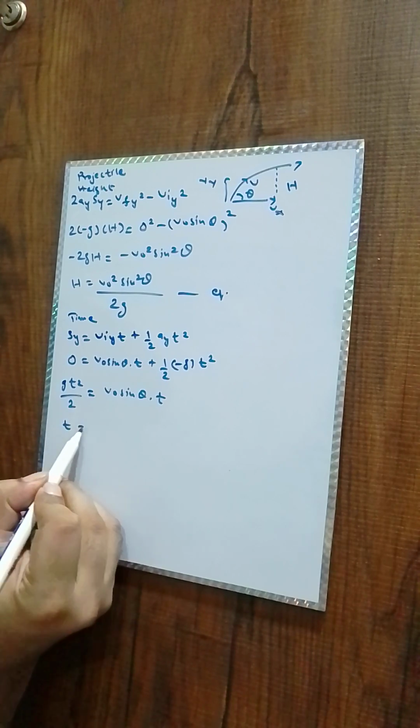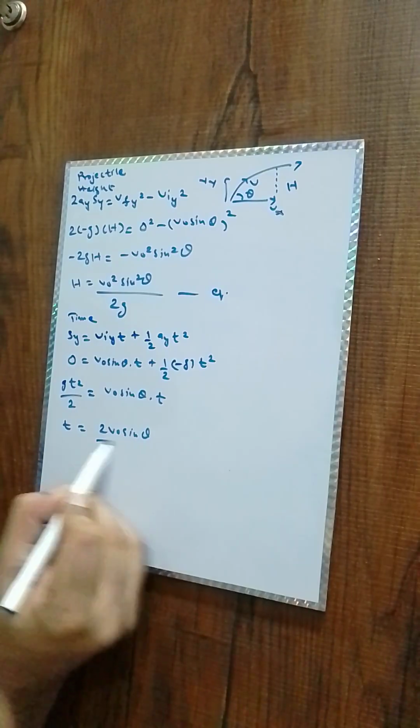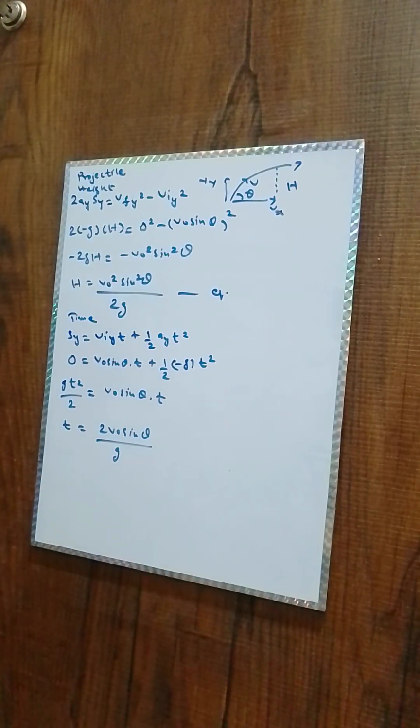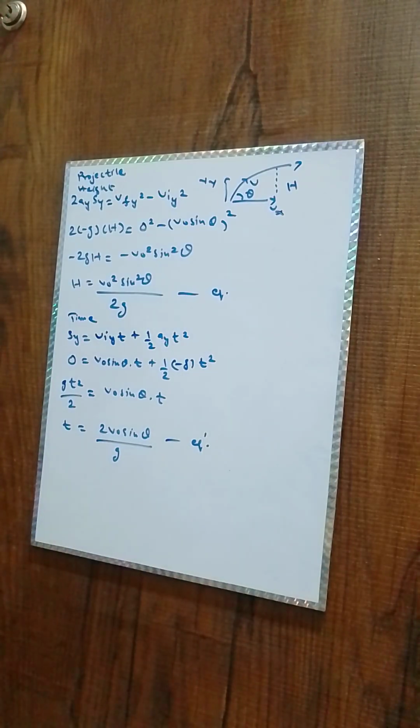Now t is equal to 2 v naught sine theta by g, as one t cancels out with the t on the other side of the equation. So this is the form we have for the time of flight of the projectile.